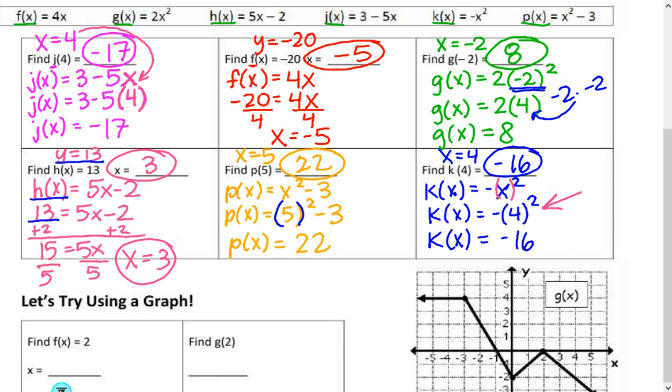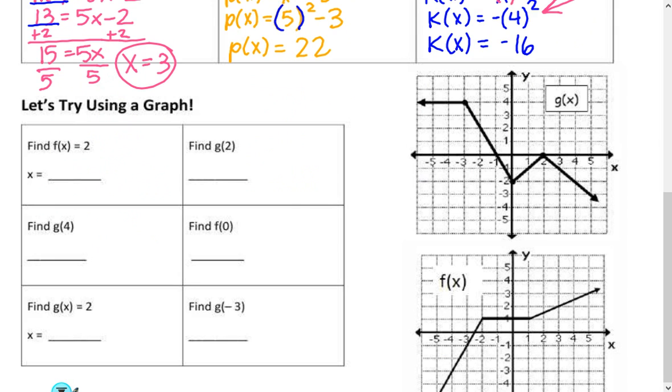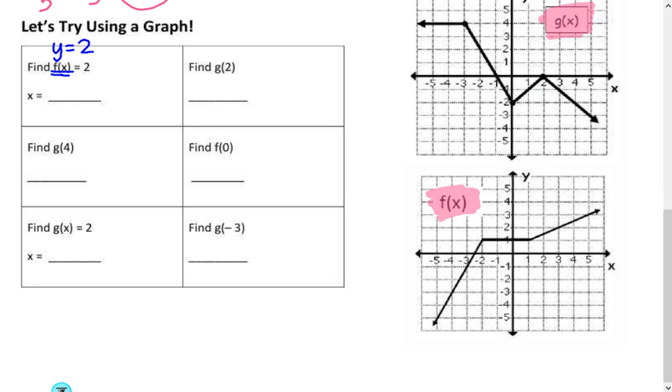So let's try downstairs here from graphs. Now this can be a little confusing, so make sure you're watching my cursor, okay? Alright, so find f of x equals 2. So this is telling me y equals 2. So first, identify the value they gave you. Second, use the correct function. They gave me the f function. So I have 2 graphs here. One of them is f of x, one of them is g of x. Alright, so I'm going to go to my f of x function, and I'm going to go on my y-axis to +2. So here I am on my y-axis at +2.